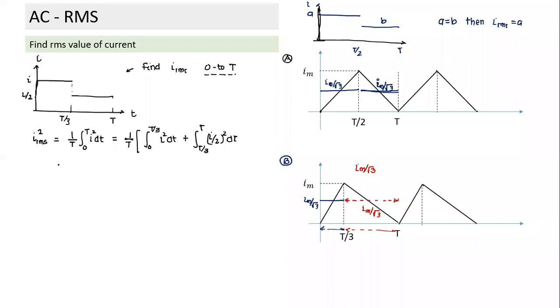It's a fairly simple, easy integration. There's no integration actually. I can easily calculate IRMS square. It comes equal to I square into t by 3 plus I square by 4 into 2t by 3. And this is pretty simple that all of you can easily find. Yeah, and this is easily understood.